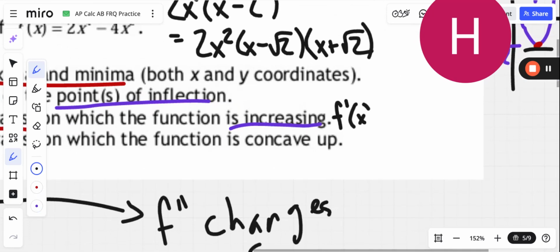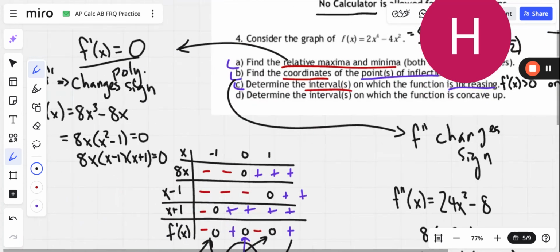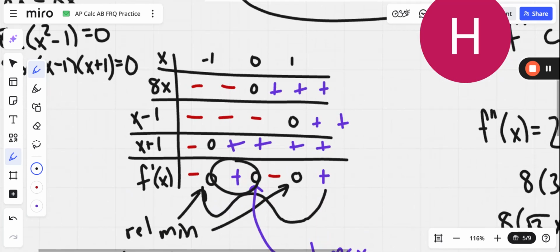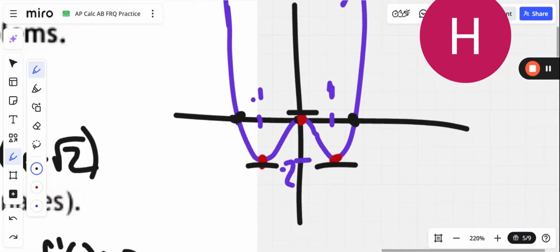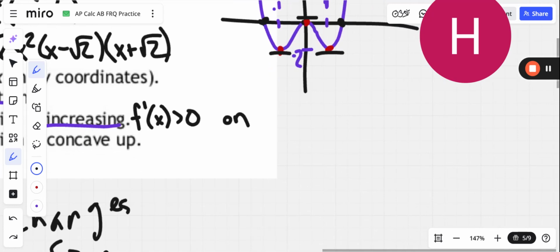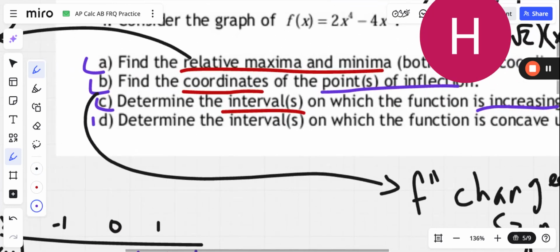Increasing means f prime is greater than 0, which we can just check the chart for when it's positive. We see from the chart that it's positive between negative 1 and 0 and after positive 1. Let's confirm that on the graph. So between negative 1 and 0 on the x, it is going up. I can confirm the derivative is positive. And then after x equals 1, I can confirm it's going upwards again to infinity and beyond. So those look like good intervals. This is going to be from negative 1 to 0, union from 1 to infinity. So that is already answered. Very easy. Do the same thing for part D, and we're done.